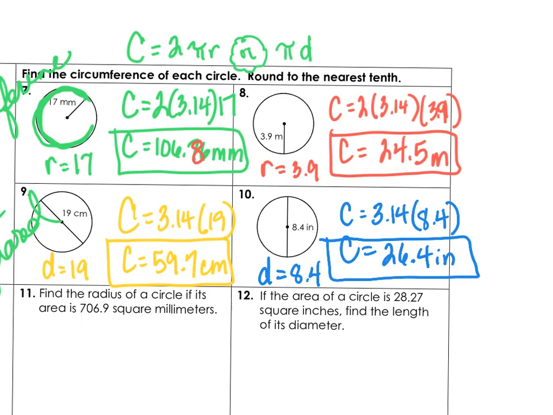And that's it. So you're just plugging in your radius or your diameter into here and into here, multiplying it by 3.14. We got this.